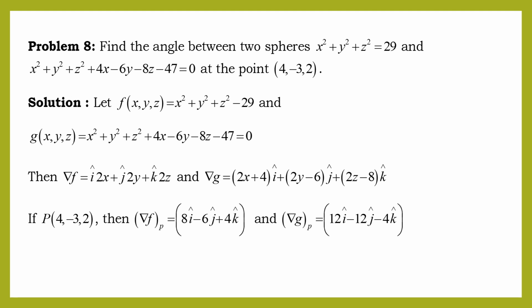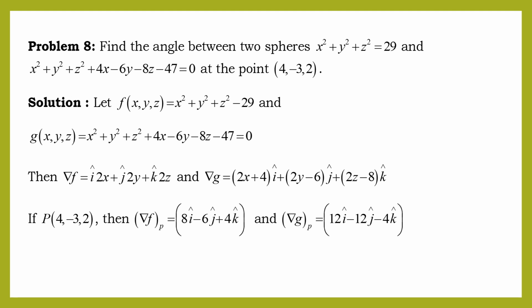Now we have to find out del f at the given point P equals (4, -3, 2), because we want a normal to the first surface f at the given point P. So we have to find out del f at P. Del f at P equals 8 i cap minus 6 j cap plus 4 k cap, because in del f we have to substitute x equals 4, y equals minus 3 and z equals 2.